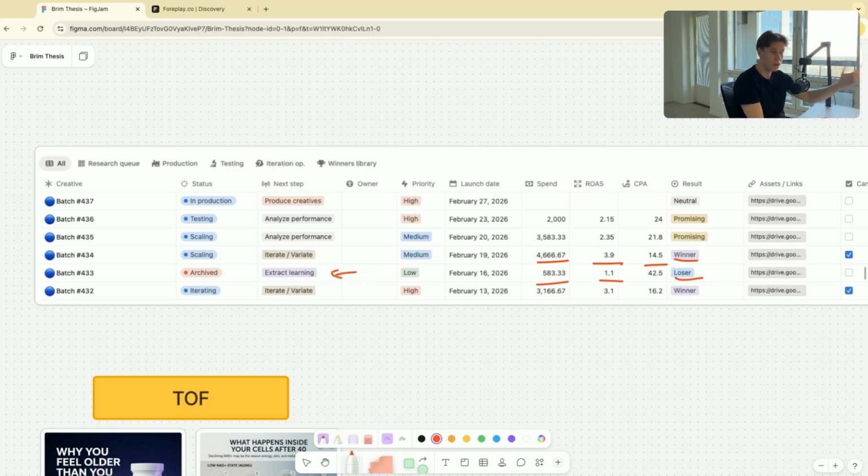So you need to extract learnings. Why didn't this ad work? Was the hook bad? Was the angle bad? Was the demographic bad? Was the landing page bad? If the CTR was good, well, it was probably a bad landing page but a good ad. Then you need to make a new landing page for it or make changes in it.